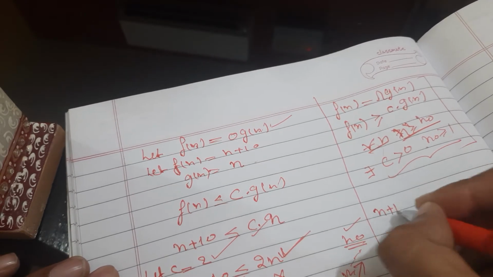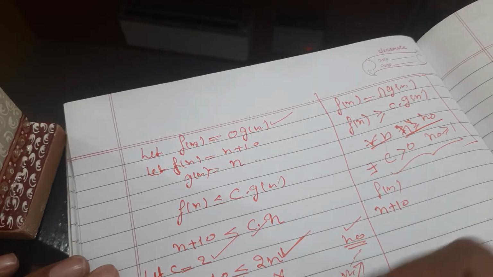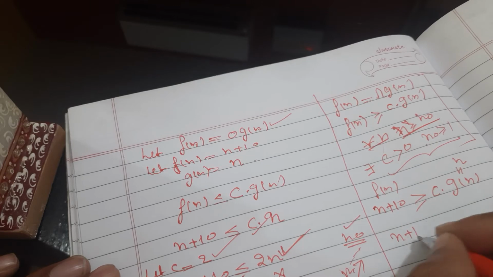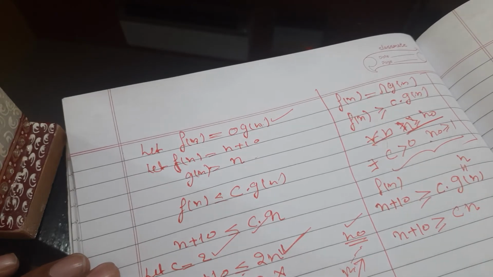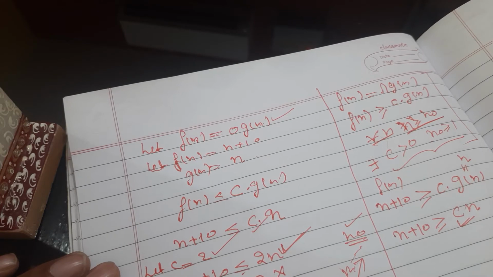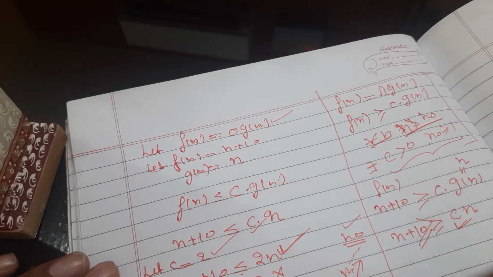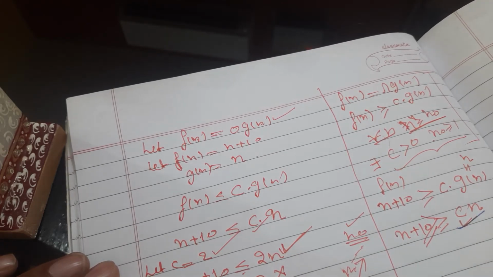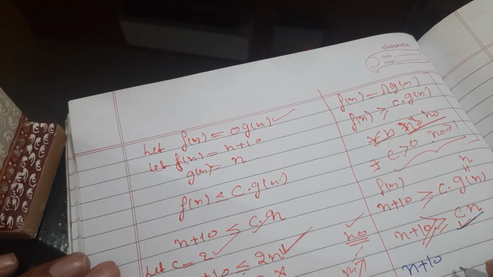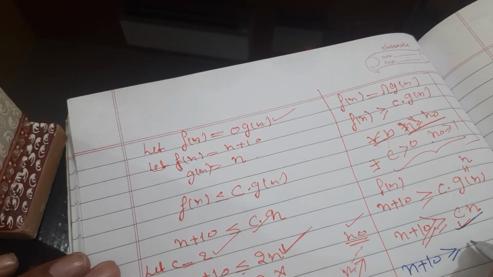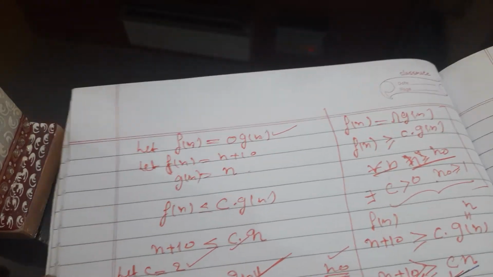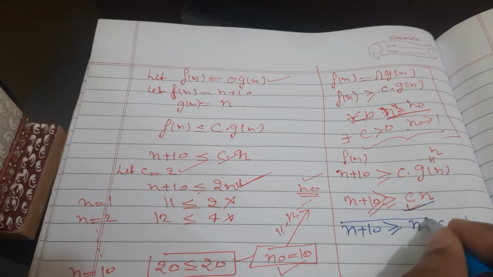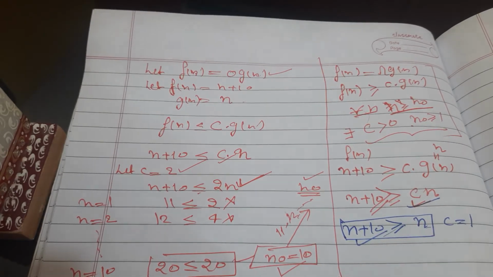Likewise, n plus 10 is f of n, greater than or equal to c multiplied by g of n, which is n. So n plus 10 is greater than or equal to cn. With the help of c we prove it. So n plus 10, let us say c is equal to 1, greater than or equal to n. Okay, this equation is true. N plus 10 is greater than or equal to n.